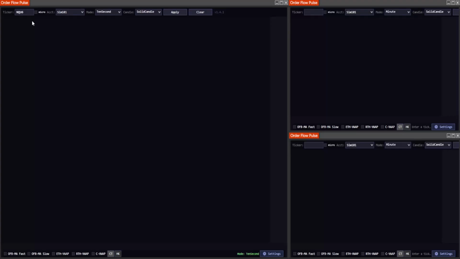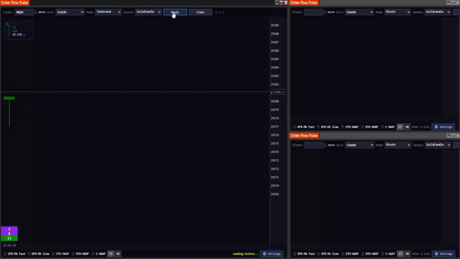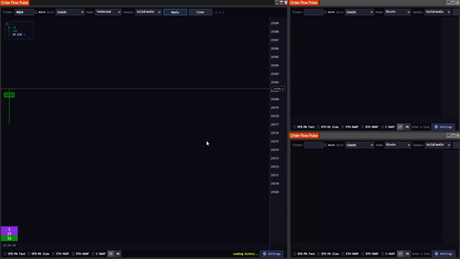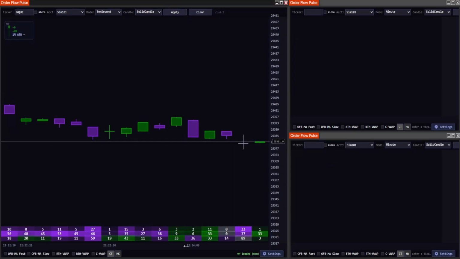Okay, I'm going to go ahead and go over how I set my charts up for trading with the Order Flow Pulse add-on. We go to NQU6. This is going to be the 10-second chart for the main chart. I'm going to go ahead and click apply. We'll go ahead and let it load up. So it finished loading up.